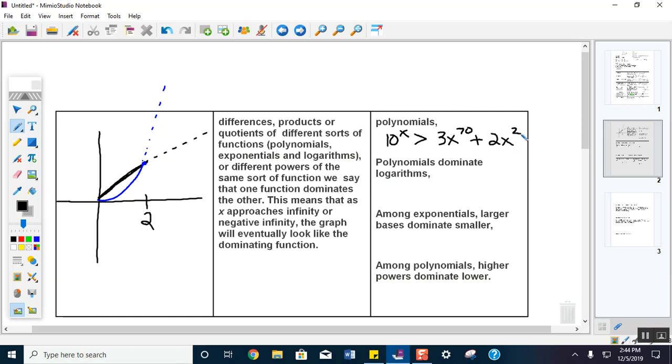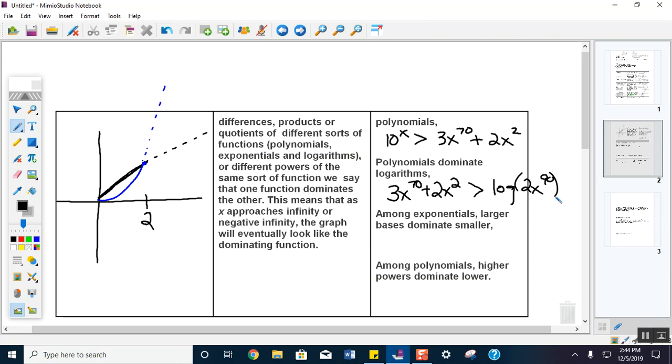It says that polynomial functions dominate what? Logarithms. So you might have the 3x to the 70th, which is a polynomial function plus 2x squared again. Might dominate the log of, I don't know, 2x to the 90th, something like that. Okay?